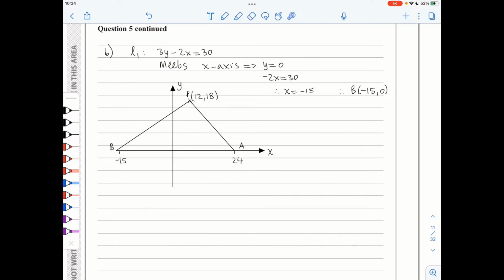So this is the situation here. We've got the point B at minus 15, 0. We've got the point A at 24, 0, and the point P at 12, 18. It's obvious that the base is just 15 plus 24, which is 39. And the height is the y value of P, which is 18. And therefore, we can simply say that the area of triangle BPA is the base of 39 times the height of 18 over 2, which is equal to 351 square units.